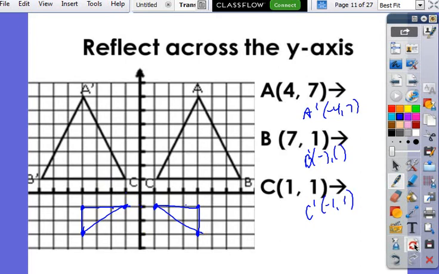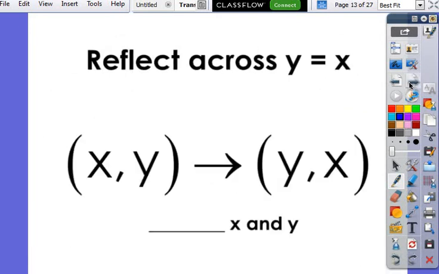If it's reflecting across y equals x, what do I do? You swap. I swap the positions. I ain't changing anything. So (x, y) becomes (y, x).